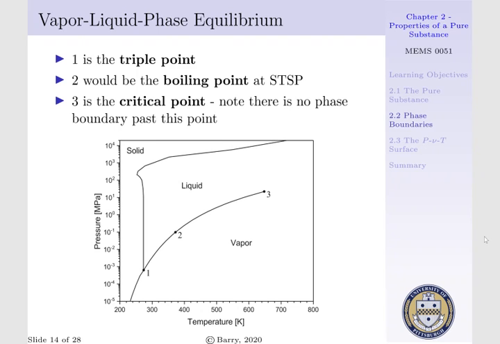Before we continue our discussion to TV and PV diagrams, let's review 3 important points on our PT diagram. Point 1 is our triple point, where all our phases can exist simultaneously. Point 2 is our boiling point, where water vaporizes at standard temperature and standard pressure. Point 3 is our critical point, where if we go past, there is no phase boundary at this point, and we become a supercritical fluid. We'll discuss this more later.